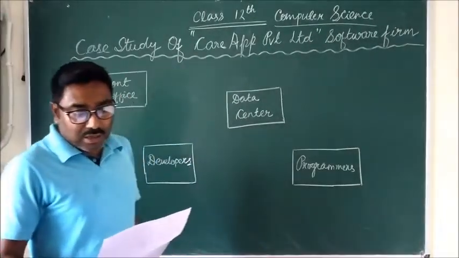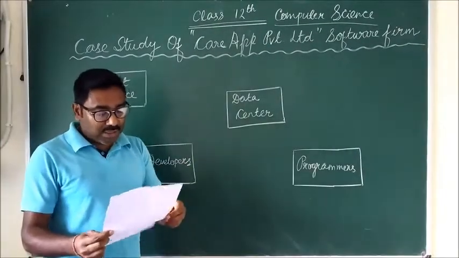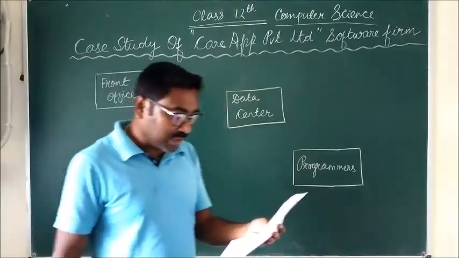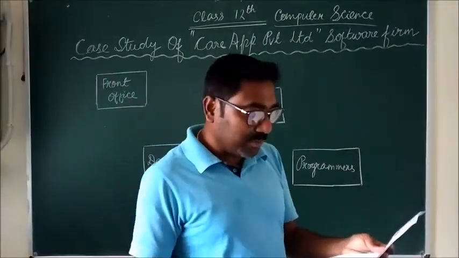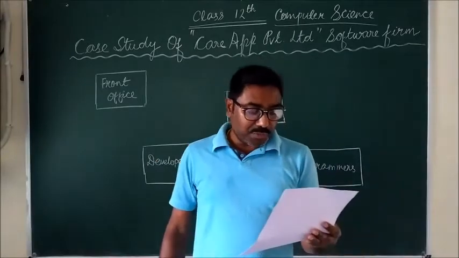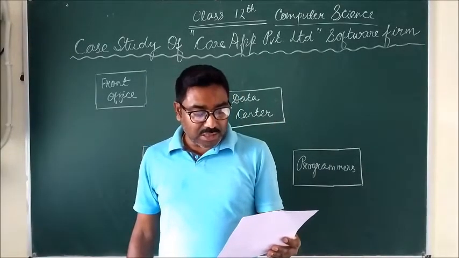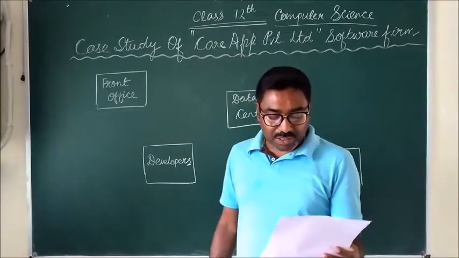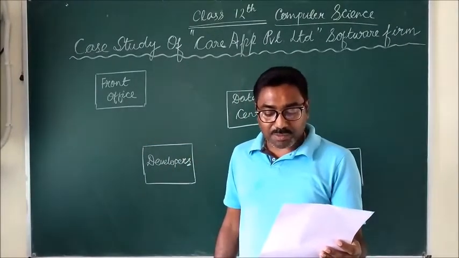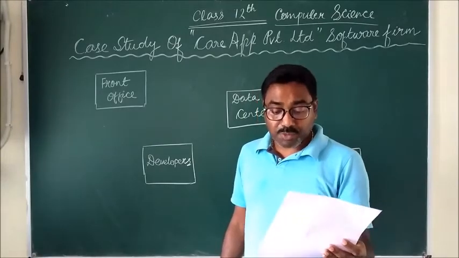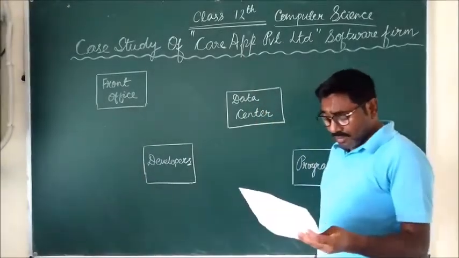And the distances between the centers are: front office to data center 60 meters, front office to developer 70 meters, front office to programmer 110 meters, data center to programmers 50 meters, data center to developers 65 meters and developers to programmers 100 meters.